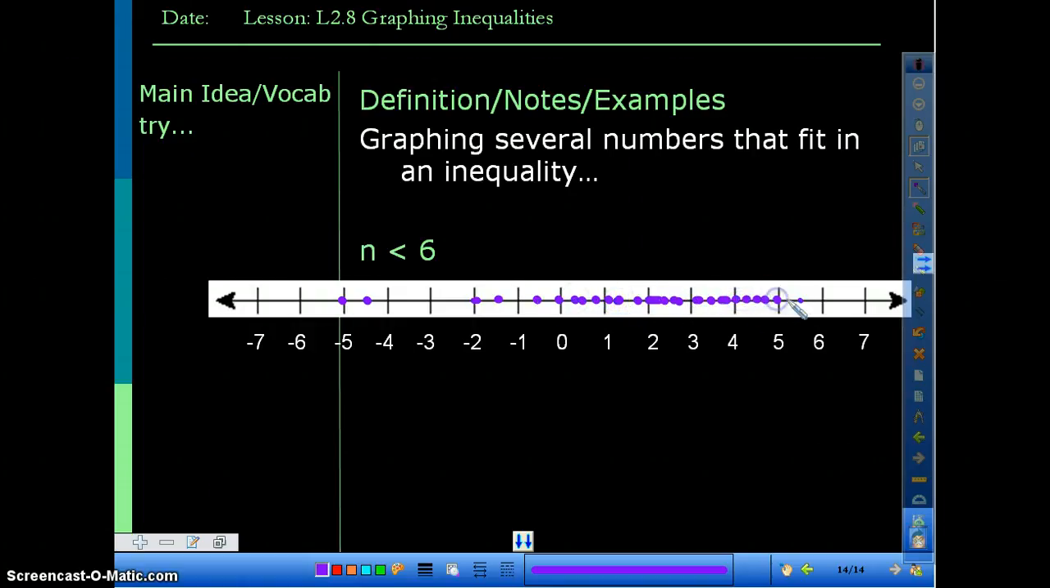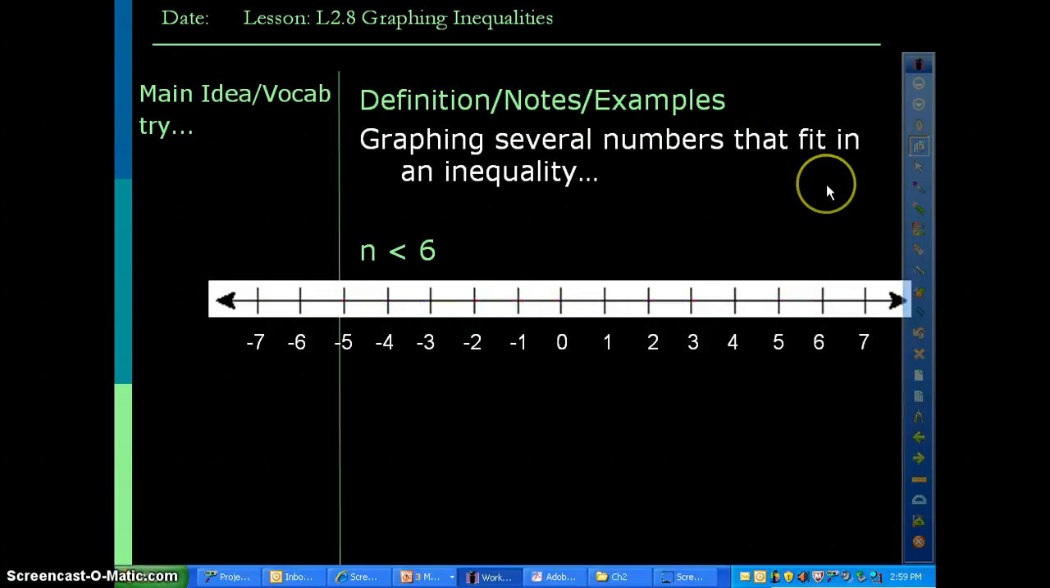We want to make sure that we can draw them all quickly and easily to identify them, rather than making dot after dot after dot after dot after dot, because as you could see, that could take quite a while. We want to make sure that we've gotten them all down. So today we're going to talk about how we can make sure that we do that on a number line.